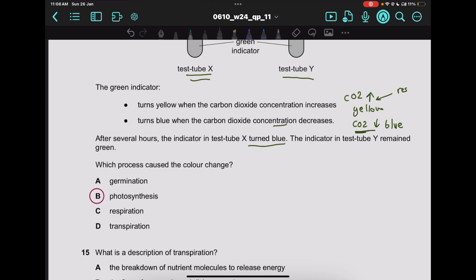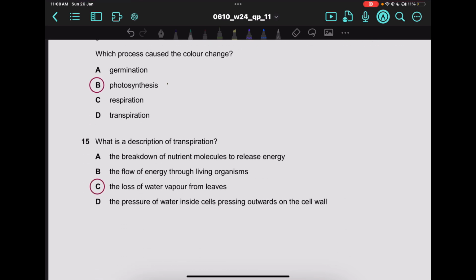So, which process caused the color change? It is photosynthesis. What is a description of transpiration? It is the loss of water vapor from leaves. So, this is our answer.